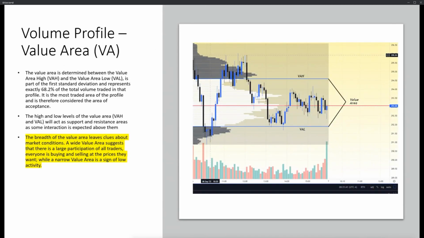So here's the explanation of the value area. If you guys are looking at the volume profile here, it's nothing else but where 68% of the volume traded for that day. So in this case, it was between 295. This is QQQ from way back in September.